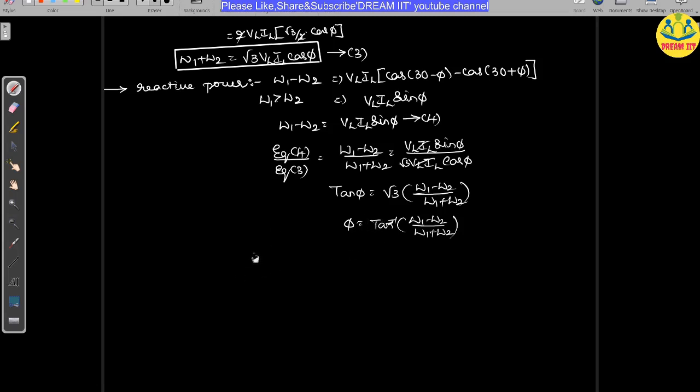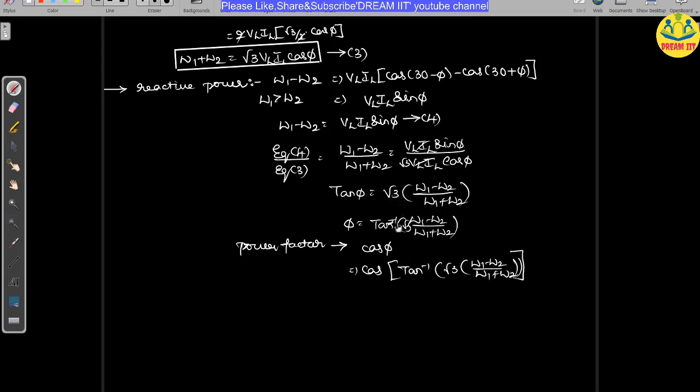If you want to get the power factor, we have already defined it: power factor is the cosine of the angle between the voltage vector and current vector. So you have to take cos phi, that is cos of tan inverse of root 3 times W1 minus W2 divided by W1 plus W2. Don't forget the root 3 here. Students normally make this mistake, I also did. Don't forget to multiply with root 3, very important.